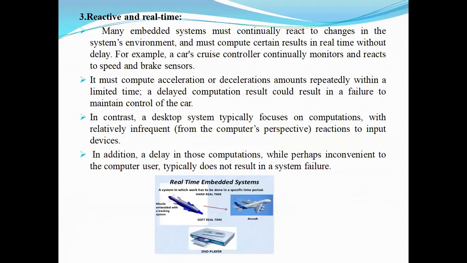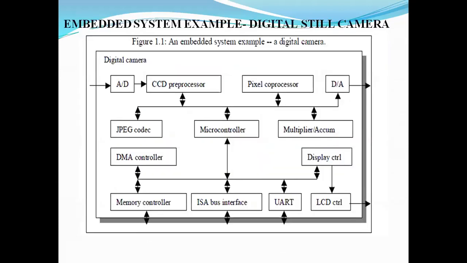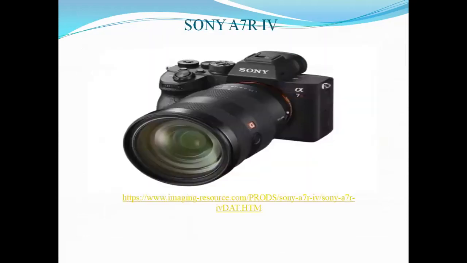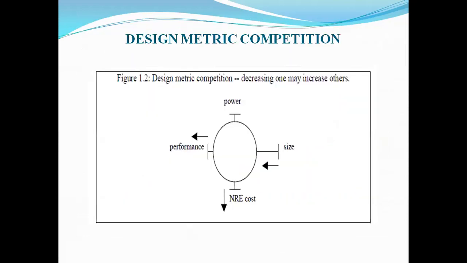The next one was the digital still camera, a detailed application of an embedded system, and what its functionalities and working principles are inside the digital still camera. So up to this we have completed up to the design metrics.